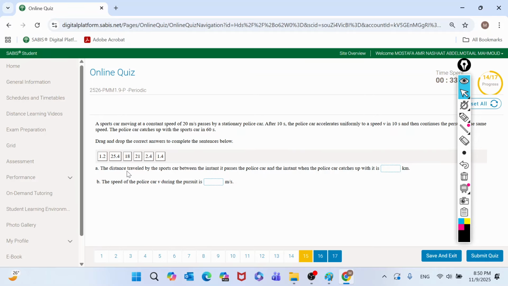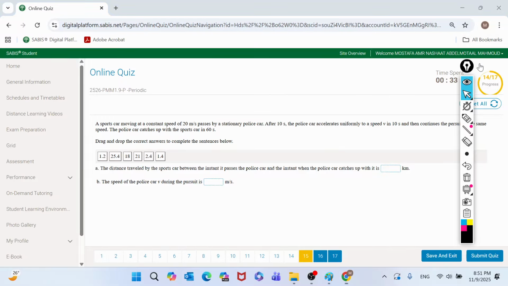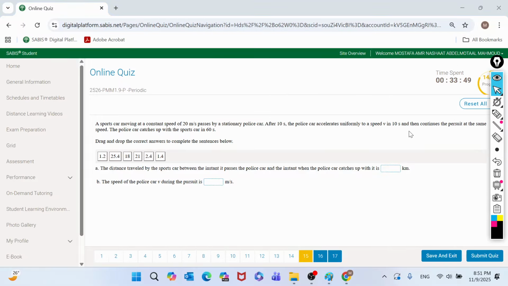Okay, the distance traveled by the sports car between instant. Well, I didn't even read the question. I'm going straight into the thing. Okay, a sports car moving at a constant speed of 20 meters per second passes by a stationary police car. After 10 seconds, the police car accelerates uniformly to a speed v in 10 seconds. So there's 10 seconds, okay? Then continues the pursuit at the same speed. The police car catches up to the sports car in 60 seconds.